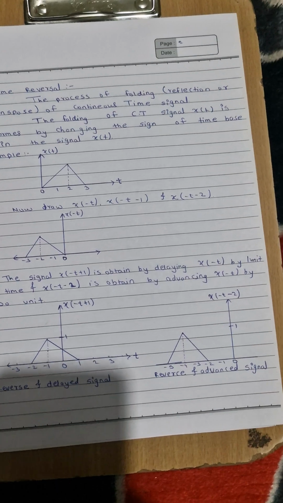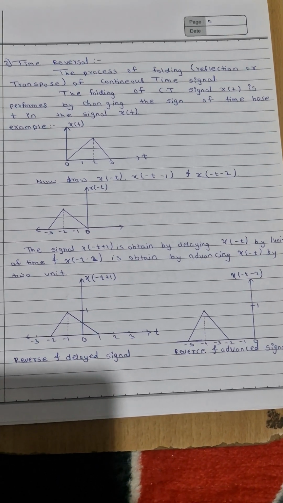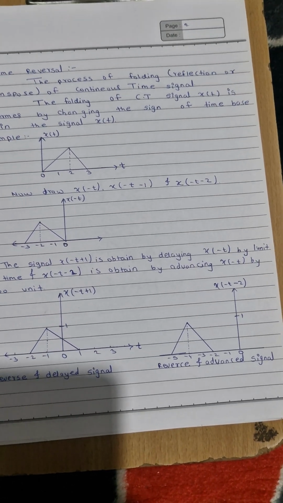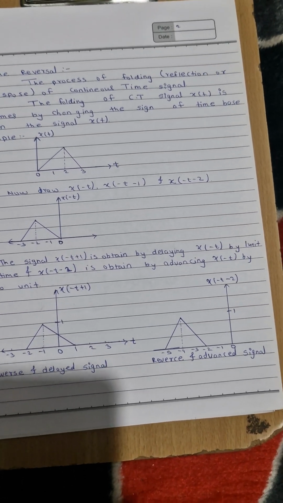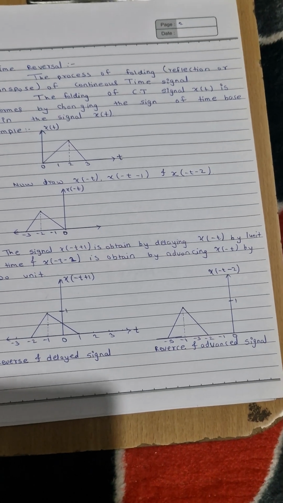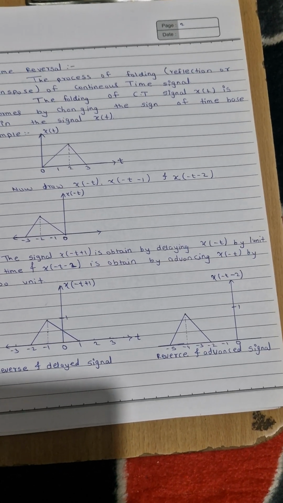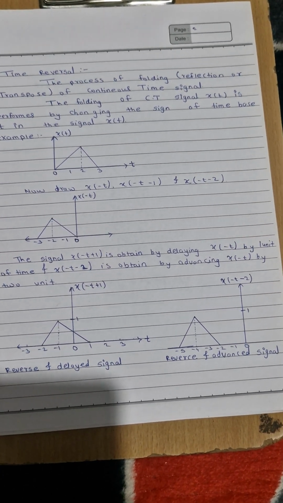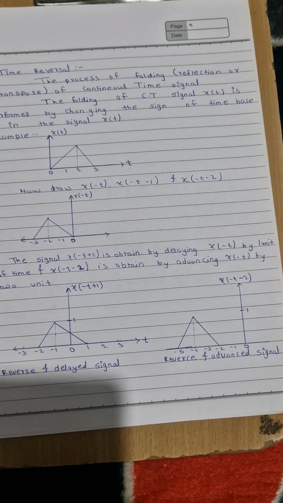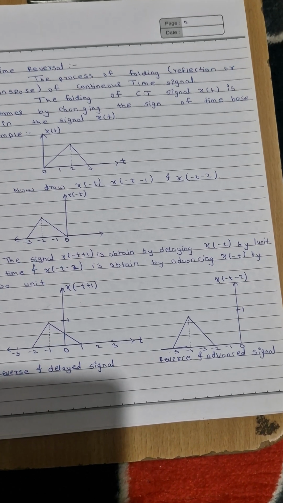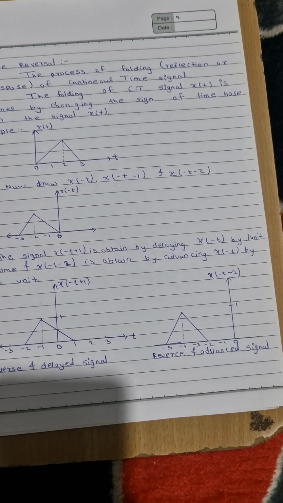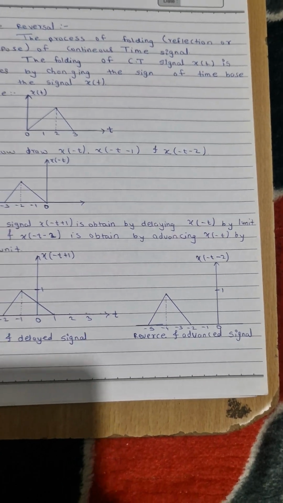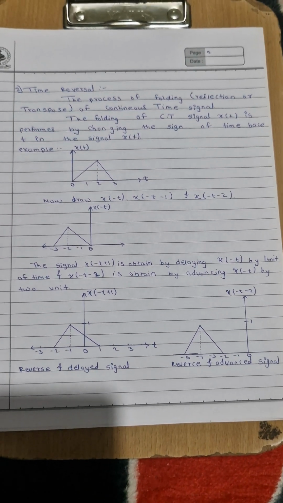Now to draw the second figure, the signal is folded, and the signal x(minus t plus 1) is obtained by delaying x(minus t) by 1 unit of time, and x(minus t minus 2) is obtained by advancing x(minus t) by 2 units of time. And this is the reversed and delayed signal, and this is the reversed and advanced signal. This is the time reversal signal.